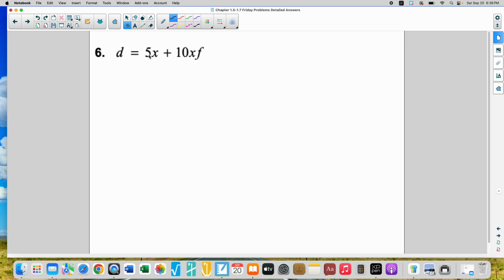Can we combine these like terms? No. These are not like terms. This is x and this is xf. So we cannot combine these, and we wouldn't move them because we want to solve for x. So how do we consolidate our x's?